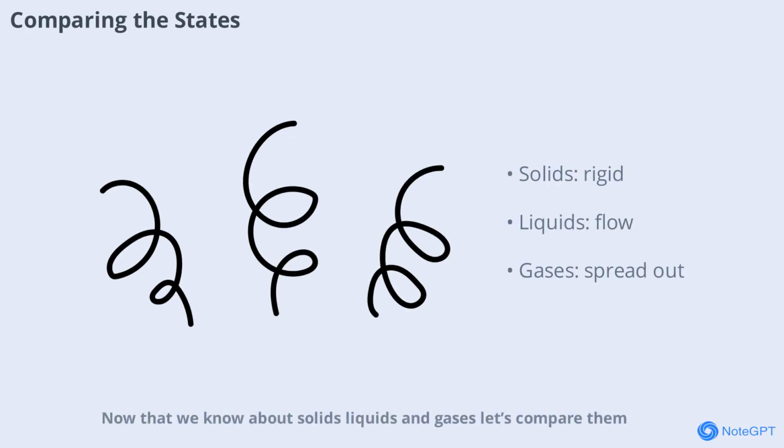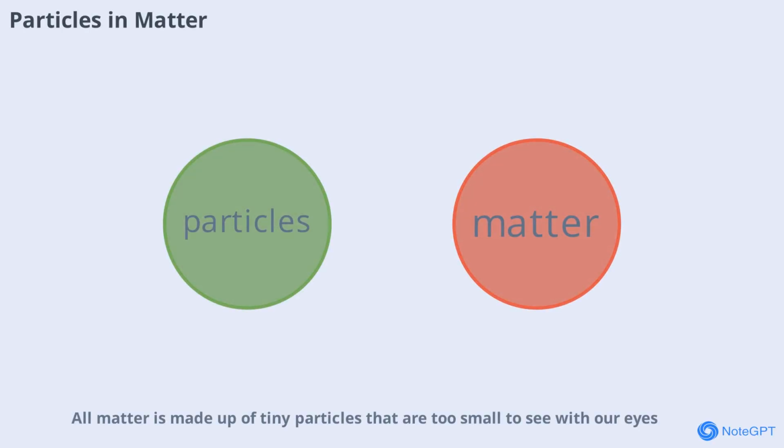Now that we know about solids, liquids, and gases, let's compare them. Solids are rigid and keep their shape, liquids flow and take the shape of their container, and gases spread out to fill any space. The main difference lies in how their particles are arranged and how they move. This comparison helps us understand why ice, water, and steam behave so differently, even though they are all forms of the same substance.